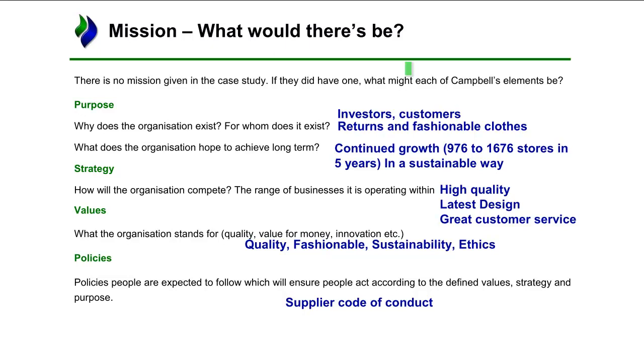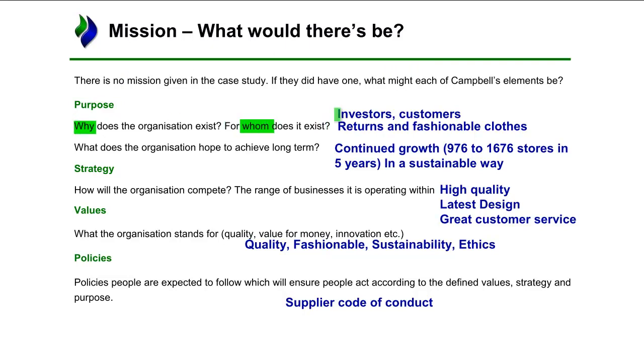Why is this important? Simply because it helps us focus on where they're going, what they're trying to do, what the most important elements of the business are. And so the first thing is the purpose. Why does the organisation exist? Whom does it exist for?